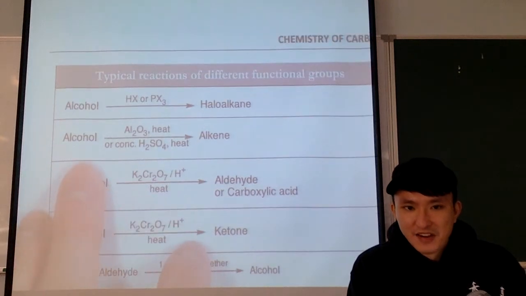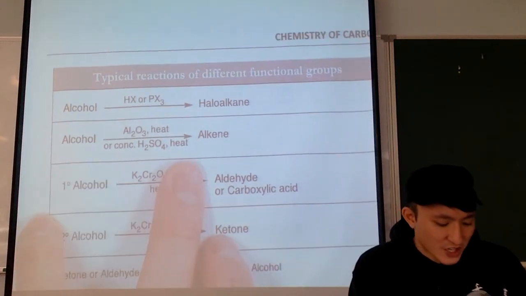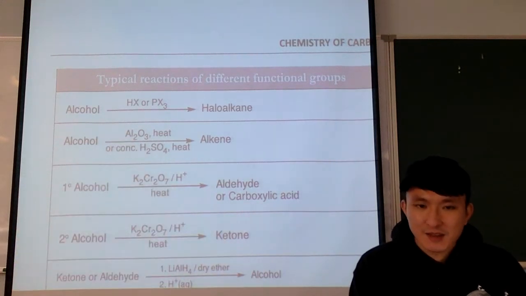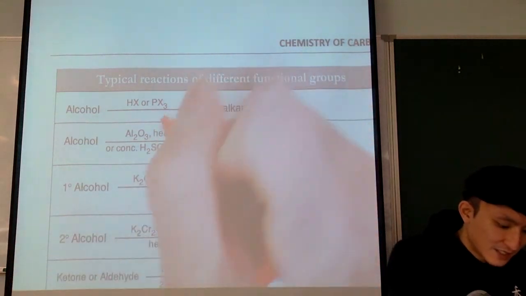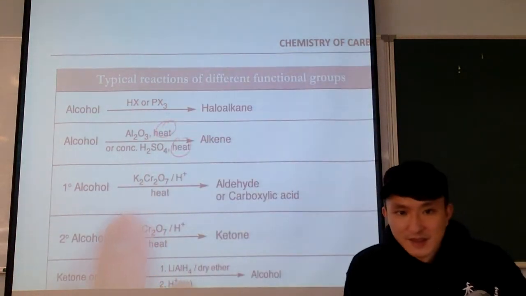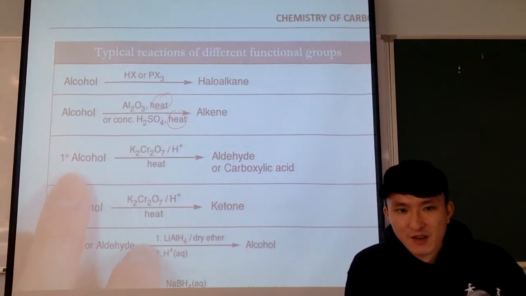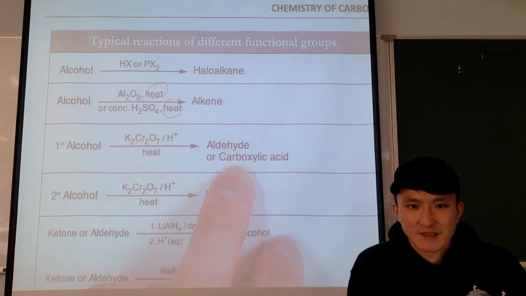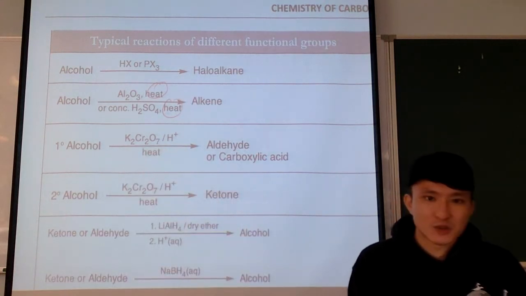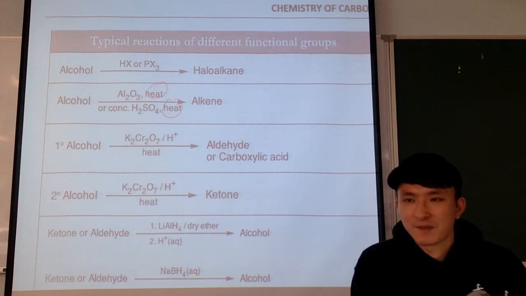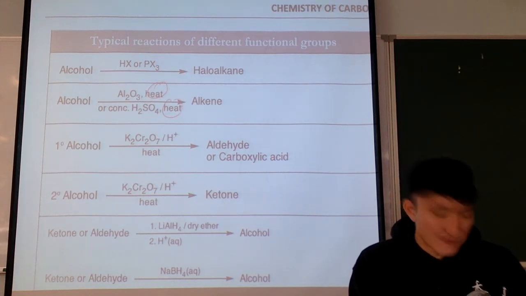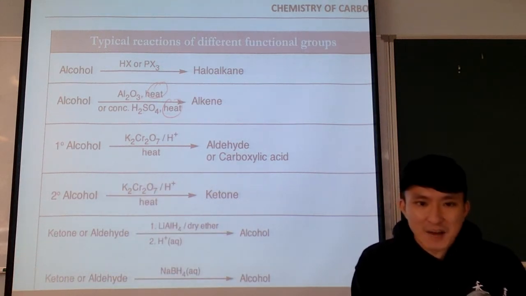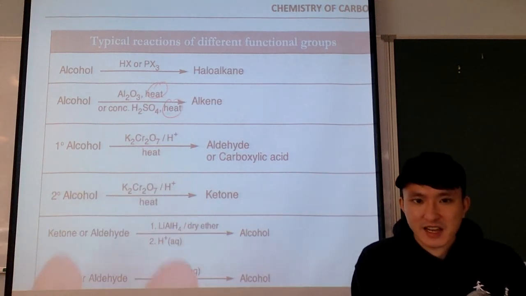Now, here, alcohol can also undergo dehydration. So there are two ways, whether you go for a dehydrating agent or you use a catalyst. No matter which one, you must heat it. Now, for alcohol, primary alcohol can undergo oxidation to form aldehyde or carboxylic acid, depending on how you conduct the experiment, whether you heat under reflux or you do a distillation. But you see here, you don't have to specify whether you go for reflux or distillation. All you have to show is it requires heating, and that's it.